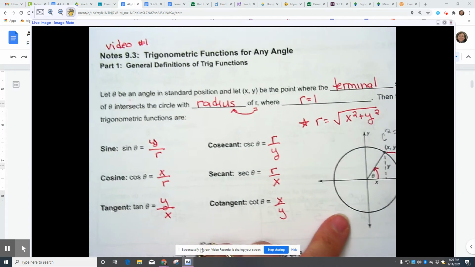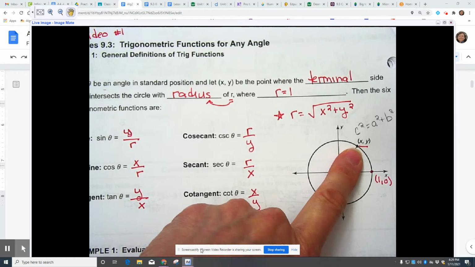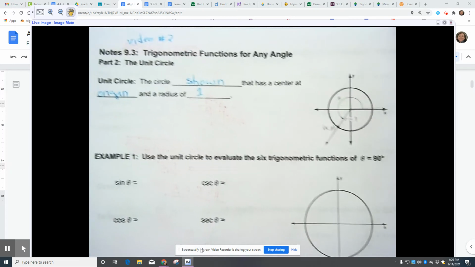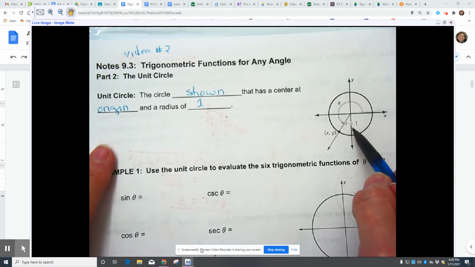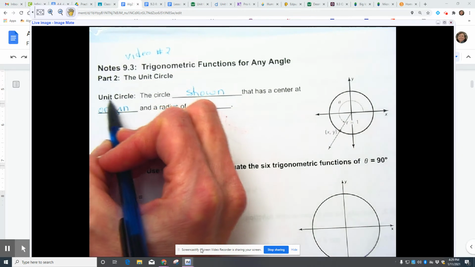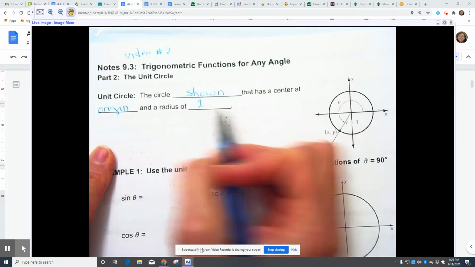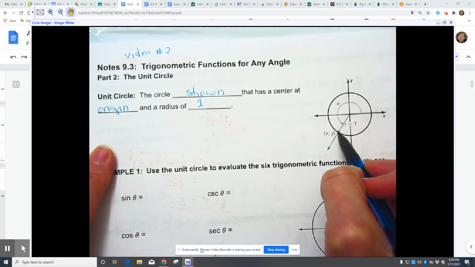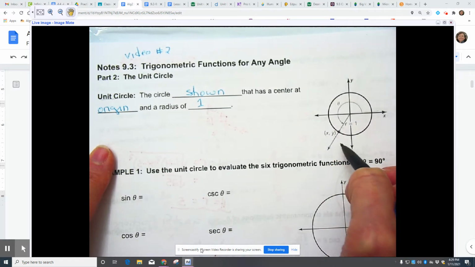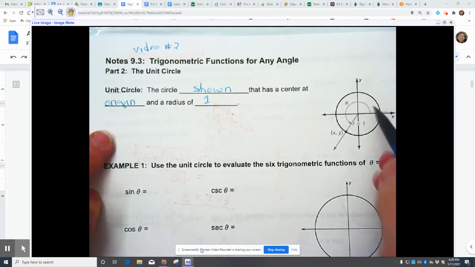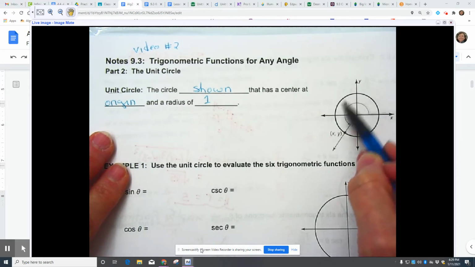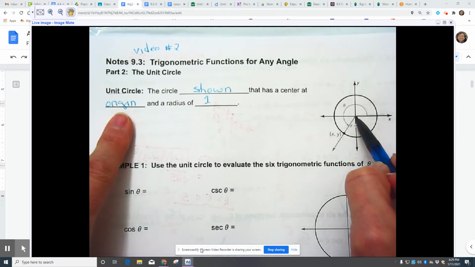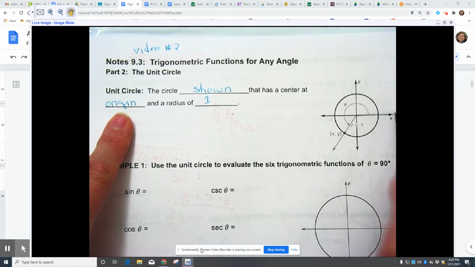In the last section, we had a coordinate point, and it's the same kind of idea for this section, except for the unit circle, the radius is always going to be 1. So this distance here, which would end up being our hypotenuse, is always going to be 1. The circle that we overlay here with a radius of 1 has its center right at the origin of the coordinate plane.